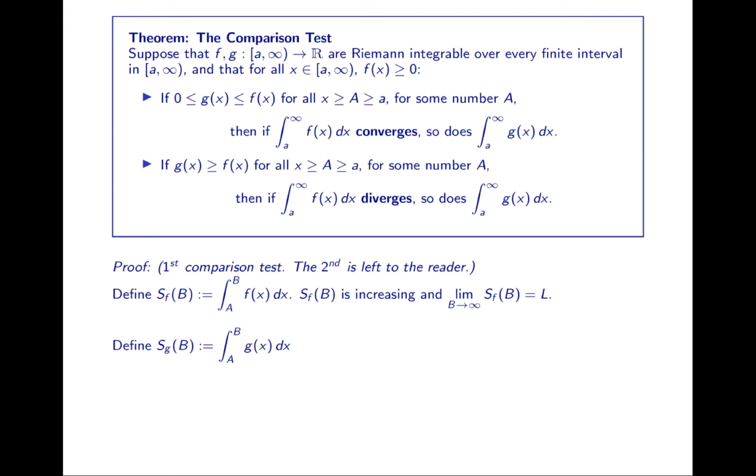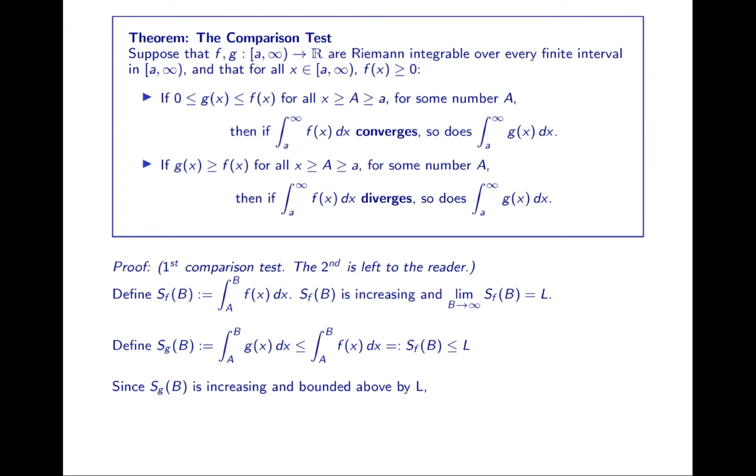Let's define a similar function for g. S_g of B is the integral from a to B of g of x. Now, because g is less than or equal to f, the integral from a to B of g is less than or equal to the integral from a to B of f, which is equal to S_f of B, which is always bounded above by L. We know it's bounded above by L because it's monotonically increasing and converges to L. So it never passes L, it only gets arbitrarily close to L, perhaps at some point equals L but never passes L. So it's always less than or equal to L.